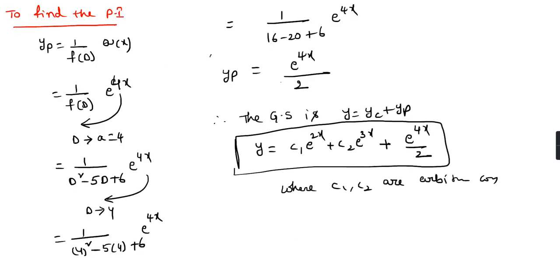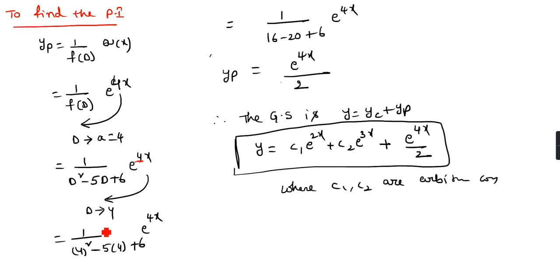Now we come to the particular integral. To find the particular integral, yp is 1 by f of d into q of x. Here what is q of x in the problem? e power 4x. So 1 by f of d into e power 4x. As I told, when q of x equals e power ax, we just replace d by a. What is the a value here? 4.